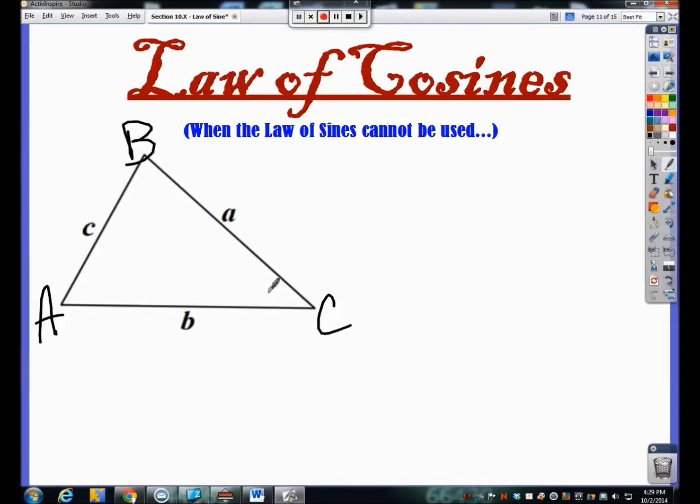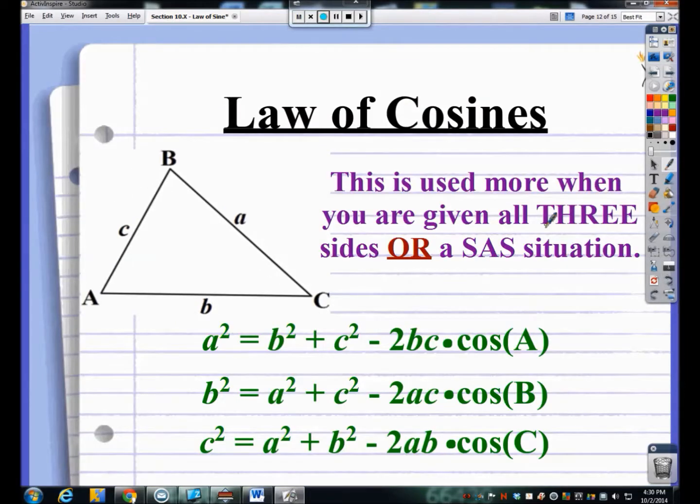For example, what if I gave you all three sides of a triangle and I said, hey, this is 8, this is 7, and this is 5. Well, we wouldn't know a side angle combination because we wouldn't know what angle A is to use with side A, we wouldn't know what angle B is to use with side B, and we wouldn't know what angle C is to use with side C. So there's a situation where we can't use the law of sines. There's also another scenario, and I'll tell you right here. So situation number 1, if I give you all three sides, you can't use the law of sines.